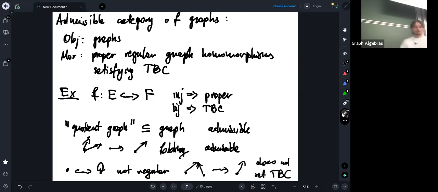Sorry, before you change slides. Sure. Just a reality check for myself: in this first example, folding the two edges together, I think the corresponding C-star algebra would be 2 by 2 matrices embedding into the direct sum of 2 by 2 matrices. Yes, because you can do this out-splitting and get that.